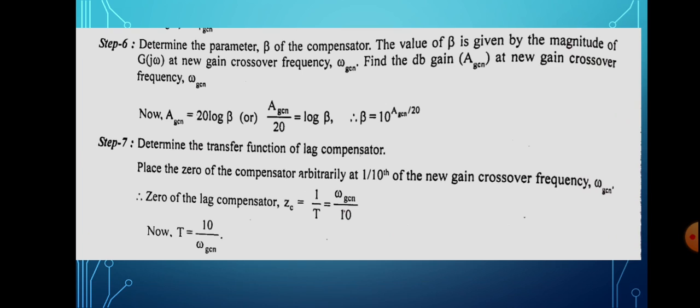Once you have the new omega GCN, you can determine the parameter beta using the equation A GCN equals 20 log beta. Beta can be obtained from this relation as the anti-log of A GCN by 20. So determine the parameter beta of the compensator. The value of beta is given by the magnitude of G(j omega) at the new gain crossover frequency omega GCN. So find the dB value A GCN at the new gain crossover frequency omega GCN. A GCN equals 20 log beta, and from this equation you can find the value of beta.